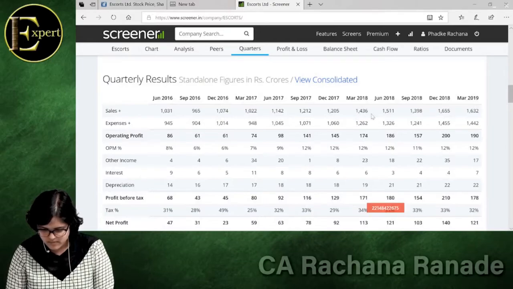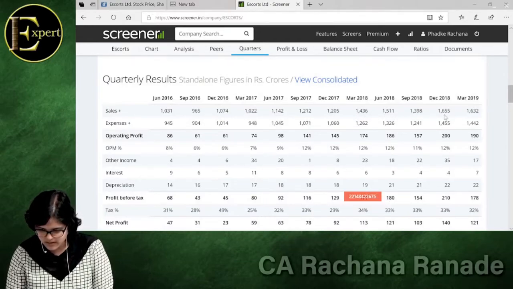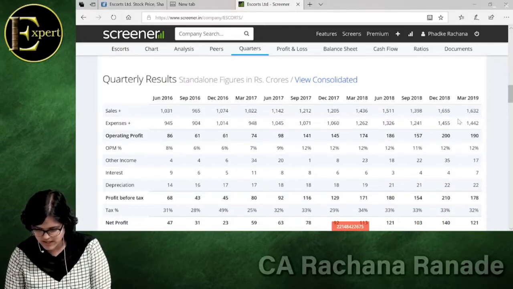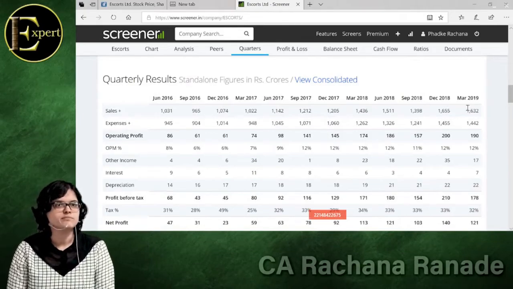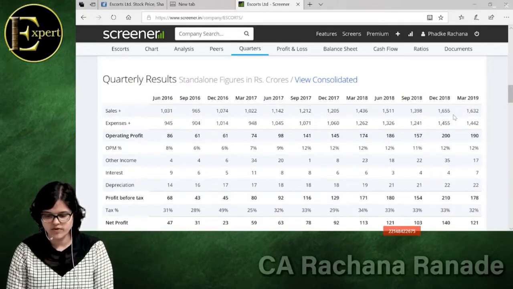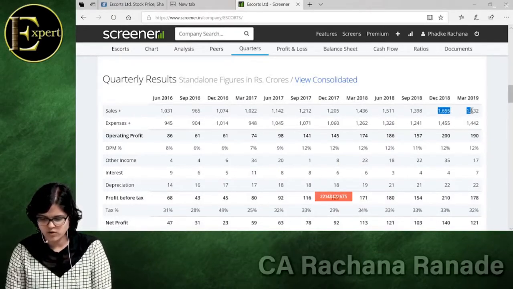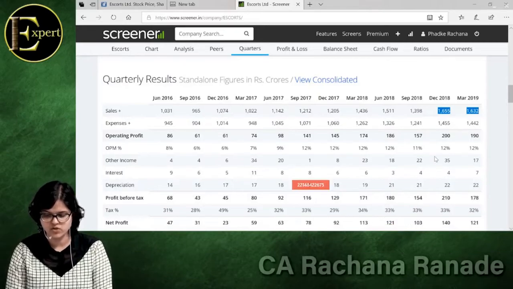And it is continuously almost going up, barring this quarter. The immediate last quarter also, the sale has dropped a little bit. Correct? From 1655, this is standalone only. From 1655 it has gone down to 1632. Not a major drop. Here you can see a major increase also.